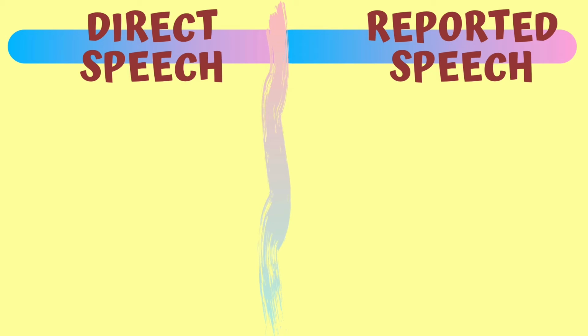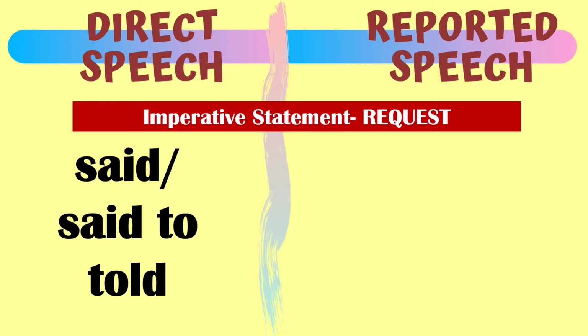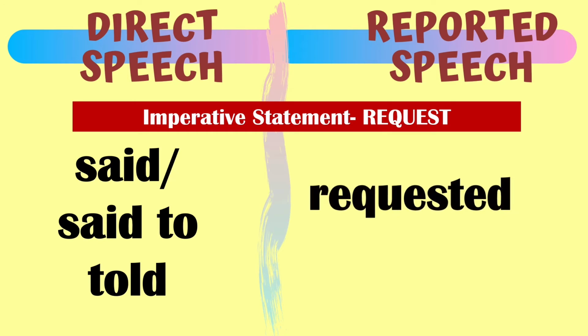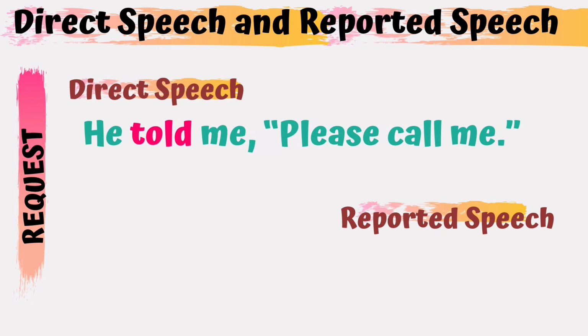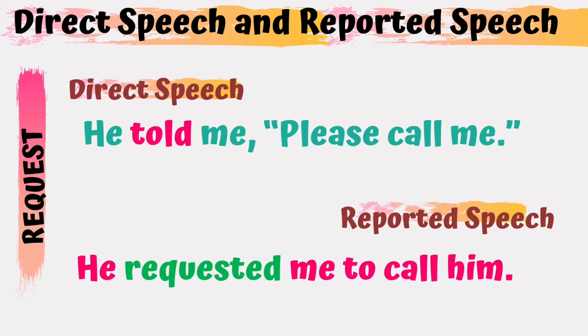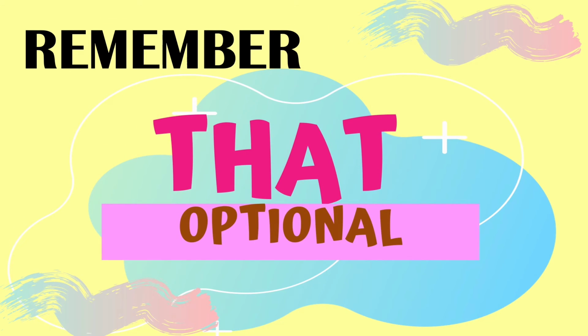If the statement is in the form of request, the reporting verb said, said to, or told is changed to requested. For example, the direct speech, he told me, please call me, will be changed to, he requested me to call him for reported speech. Remember, the use of the word that is optional in reported speech.